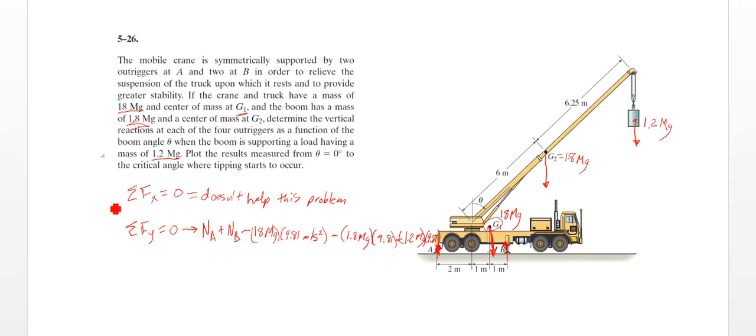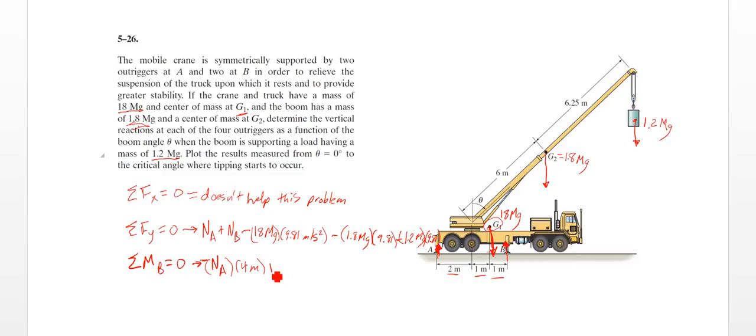So we can rearrange that, but then the last part, when we don't have any tipping, the sum of the moments around B is going to be 0. So what is creating moments around B? We have the normal force at A, and how far away from B is that? Well, we've got 2 meters plus 1 meter plus 1 meter, so 4 meters. We're going to have that times 4 meters. And that's actually a negative, right? That's creating a clockwise rotation, so that's a negative moment.